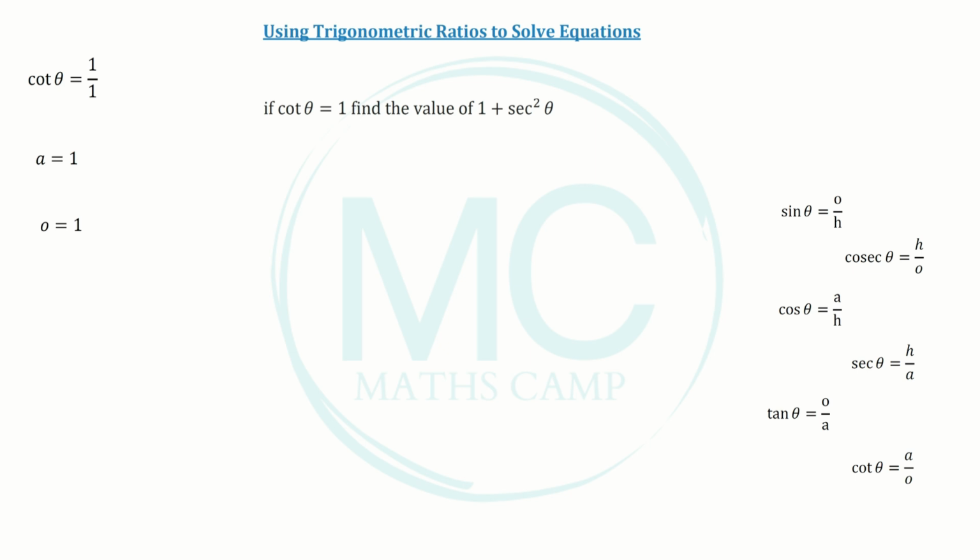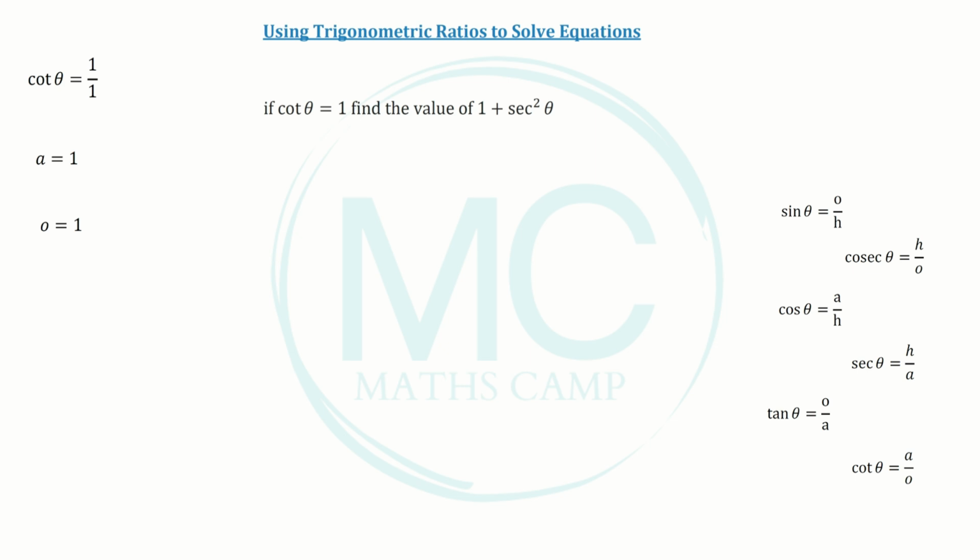Our question asks us to find the value of 1 plus sec squared theta. Now, sec theta uses the ratio of hypotenuse over adjacent. So before we can solve this equation, we need to find the value of h.